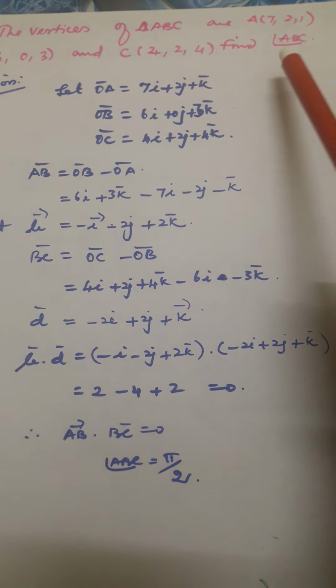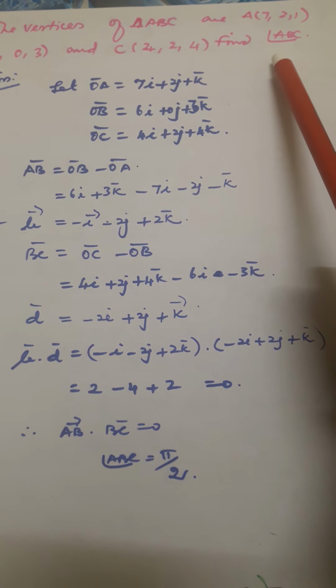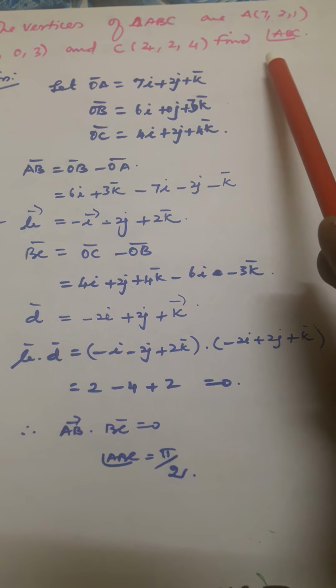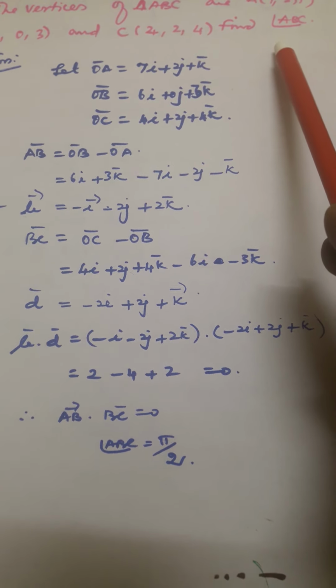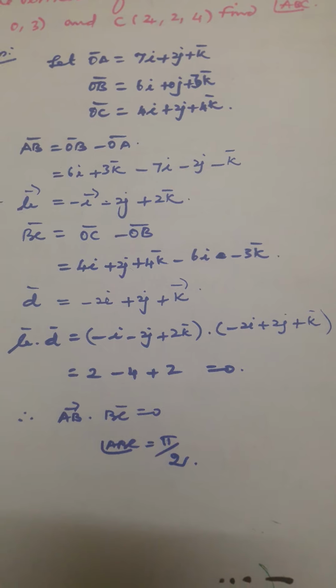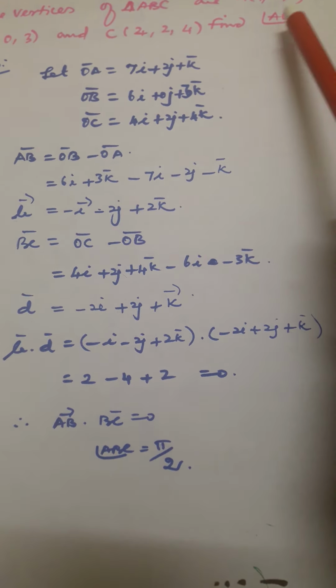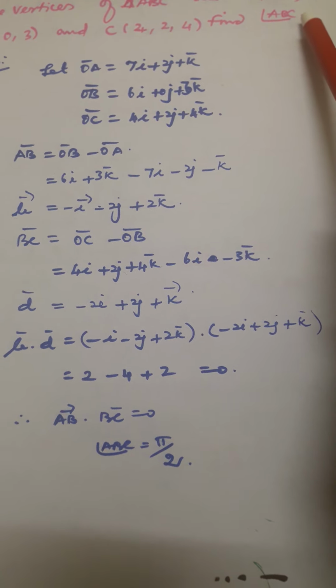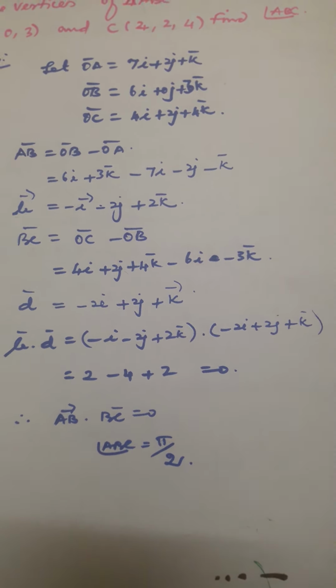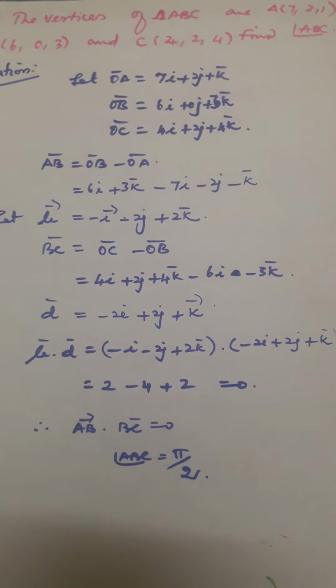So the question may be sometimes BCA or CAB, like that. Okay, so you have to identify what type of question it is and what you have to find. So in this order you can take A, B, BC, like that you can divide. What you have to find, you can identify from the question. Okay, it's an easy one.